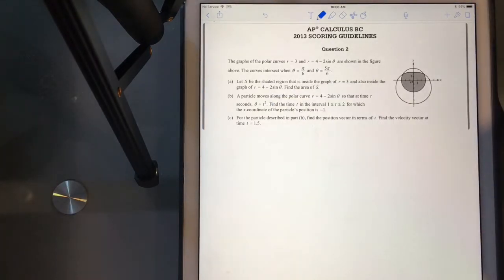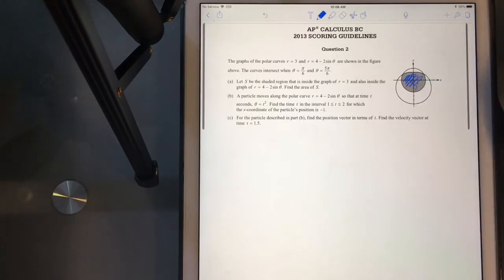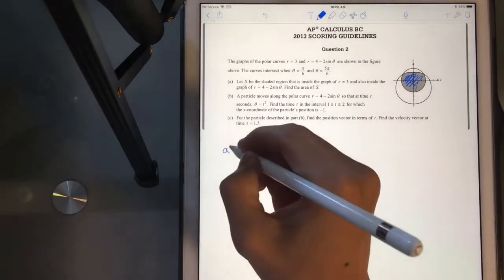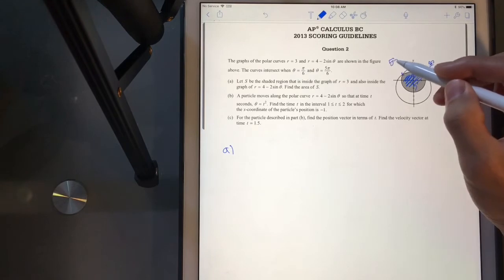Question A. Let S be the shaded region that is inside the graph of r equals 3 and also inside the graph of r equals 4 minus 2 sine theta. So that's the shaded area right here. To do that, we have to set up our integrals. So we know when it intersects, pi over 6, and over here is 5 pi over 6.